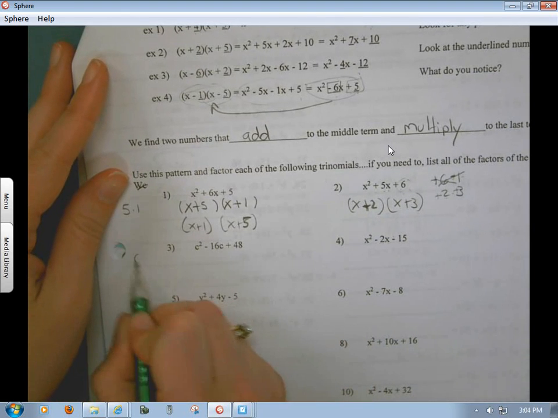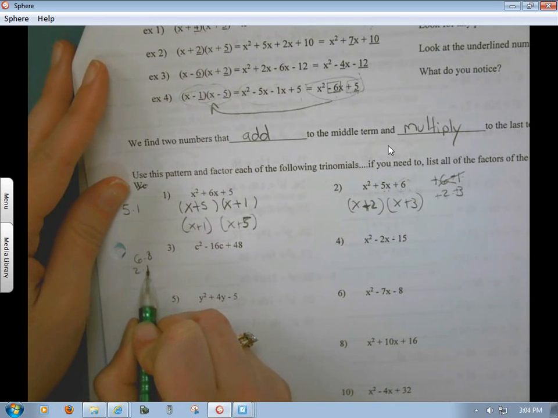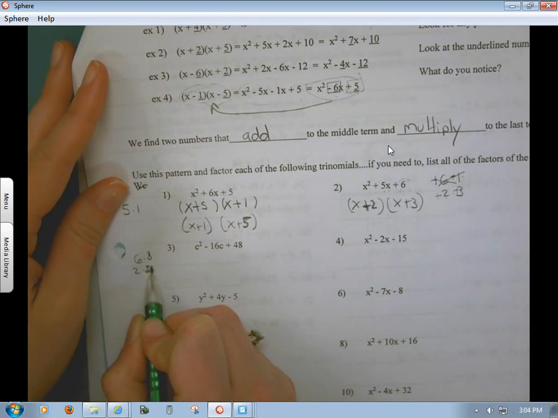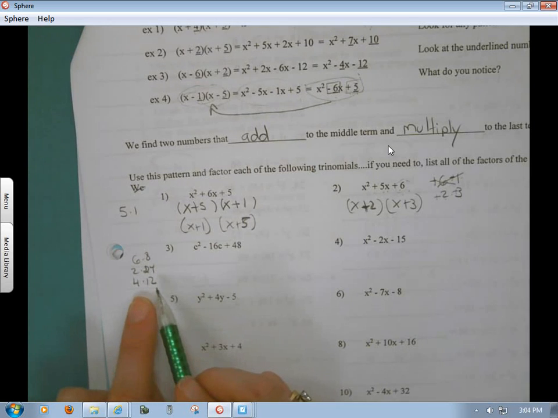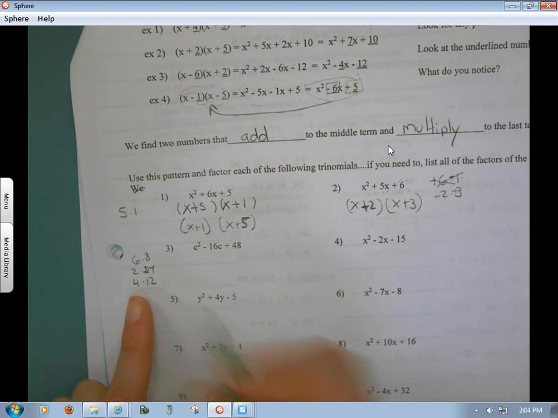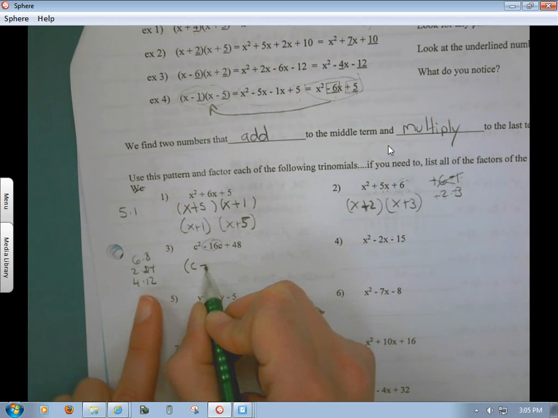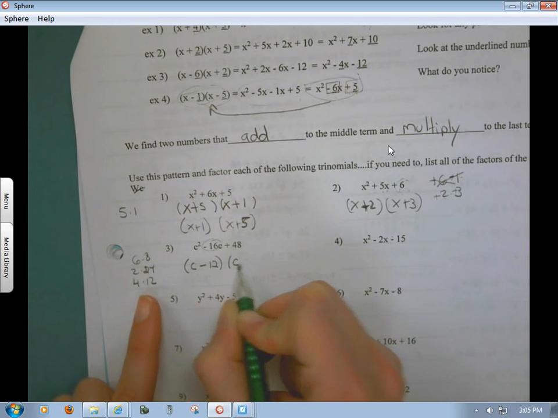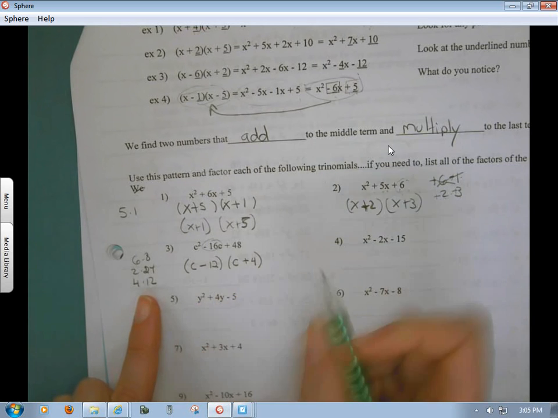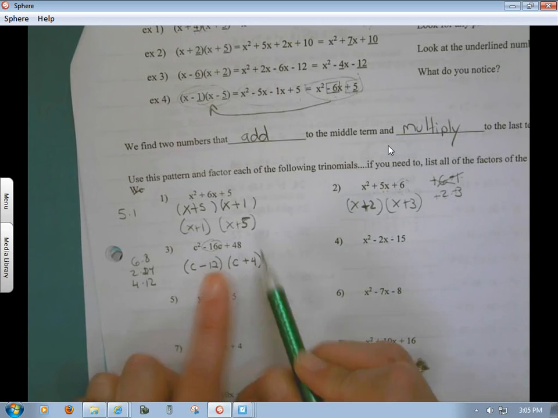So for 48, I've got 6 times 8. I've got 2 times 24. I've got 4 times 12. And I'm going to say, oh, 4 times 12, that looks pretty good, because I know 4 plus 12 is going to get me 16. So I'm just going to do c. Now I want my negatives to be bigger, c minus 12, and c plus 4, because -12 times a +4, oops, not going to work, is it? That's going to give me a negative here.